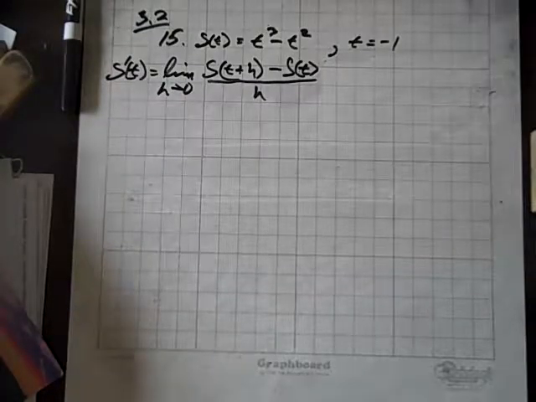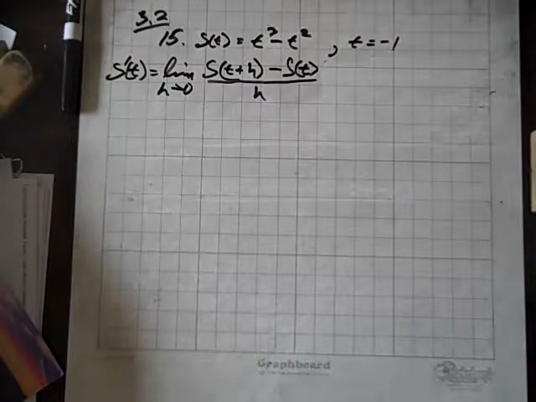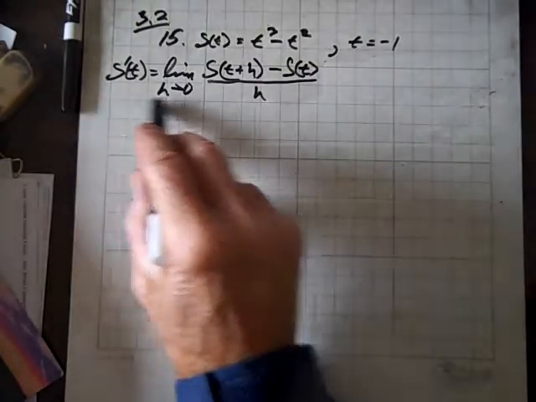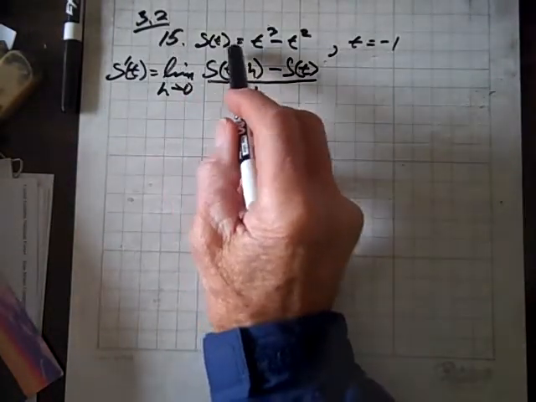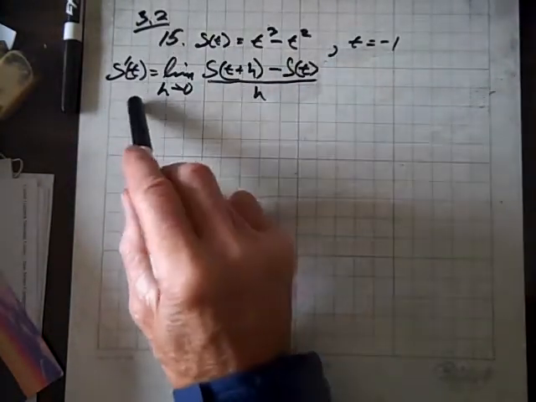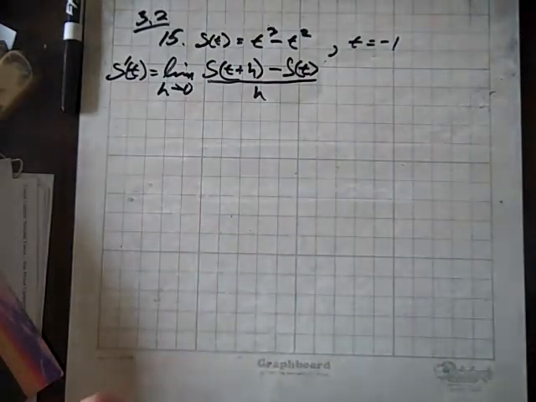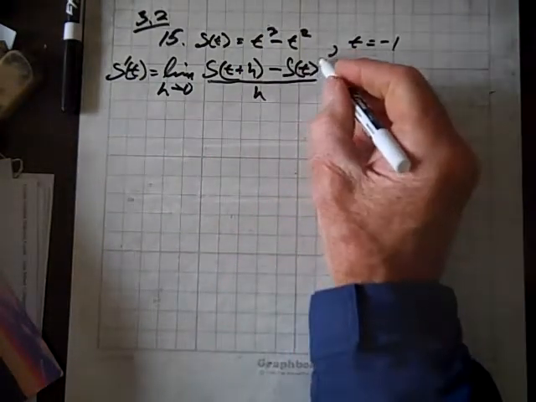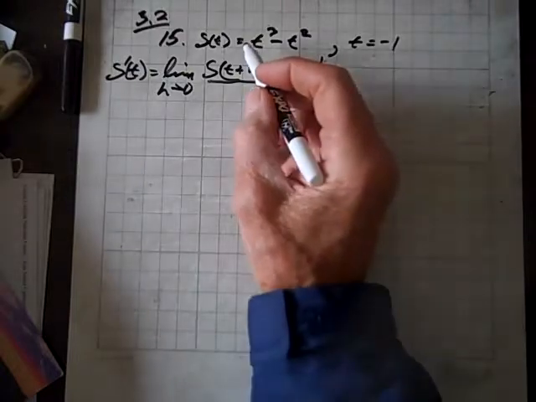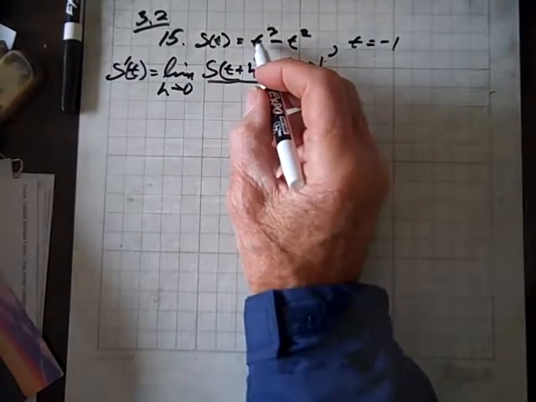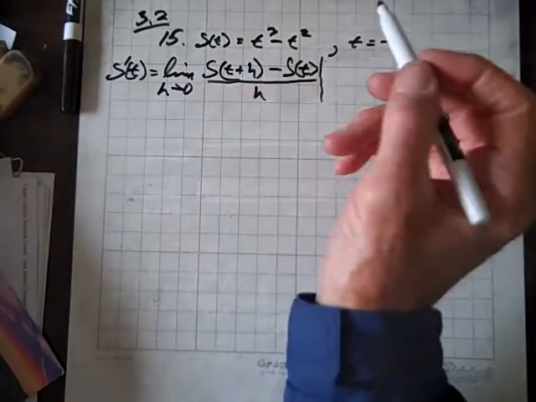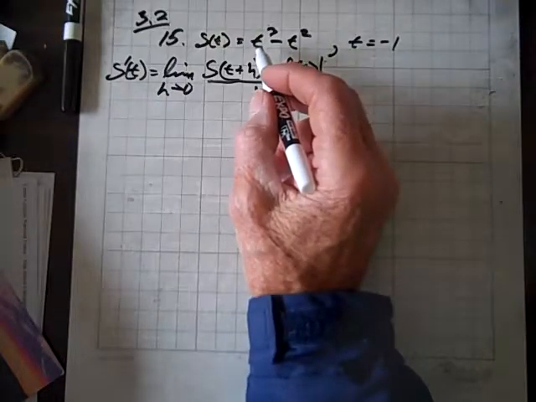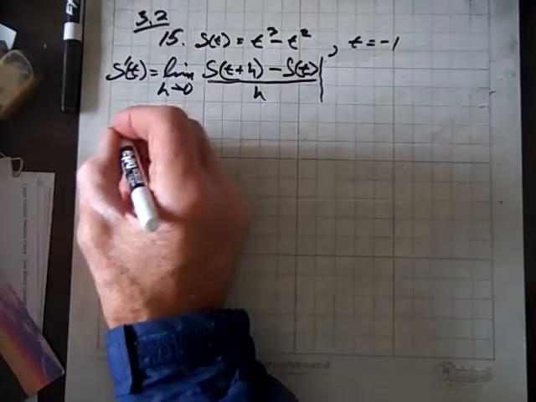So now we're doing question 15 on section 3.2, and we have to find the derivative of this function right here, so we have to use the definition of a derivative. So let's look at some components. We know we have to replace, well, I'll write it down.